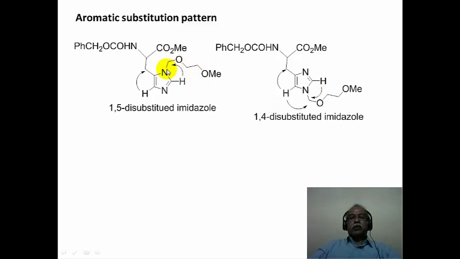In this case, the nitrogen substituent and the carbon substituent are on adjacent positions, whereas in this case the nitrogen substitution and carbon substitution are not on adjacent positions. So this is a 1,5 disubstituted imidazole and this is a 1,4 disubstituted imidazole. What is interesting about this system is that when you irradiate this particular hydrogen, which is easy to pick because this is the highest chemical shift value hydrogen in the molecule, and these are the two aromatic hydrogens present in this molecule, you can easily pick out these two hydrogens in the NMR spectrum.